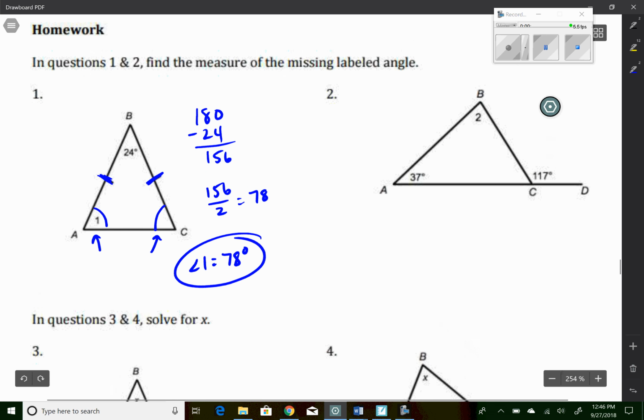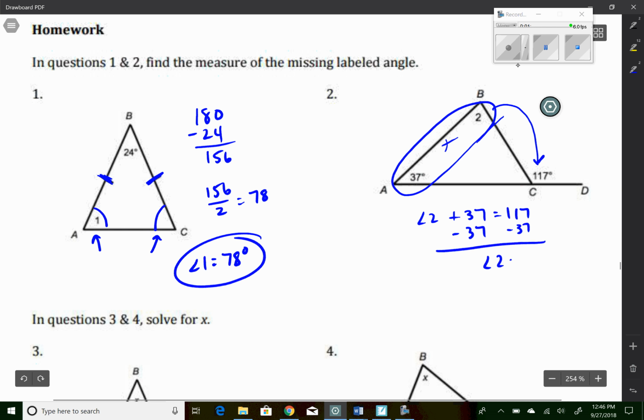For number 2, I can do this question a couple different ways, but let's use the rule we learned today. We learned that the two non-adjacent angles to an exterior angle are going to have a sum that adds up to 117. So I can say angle 2 plus 37 is equal to 117. If you subtract 37, you're left with angle 2 being 80 degrees.